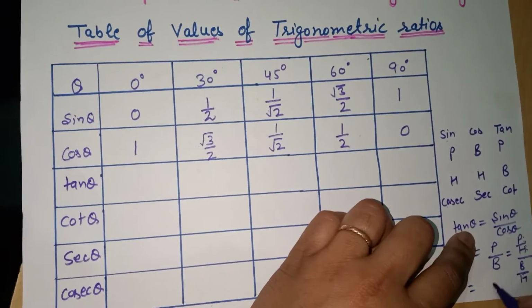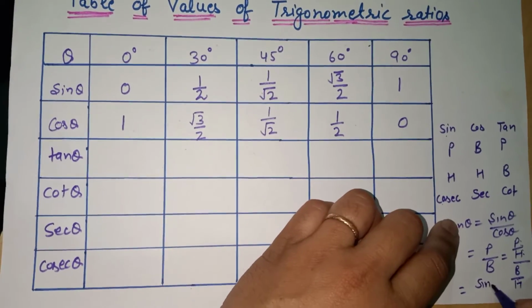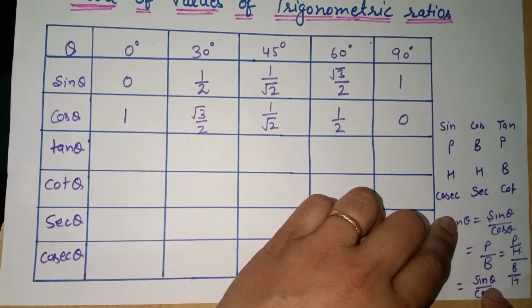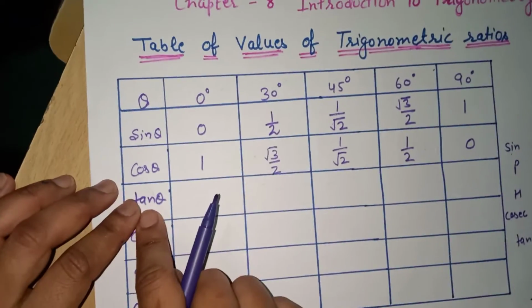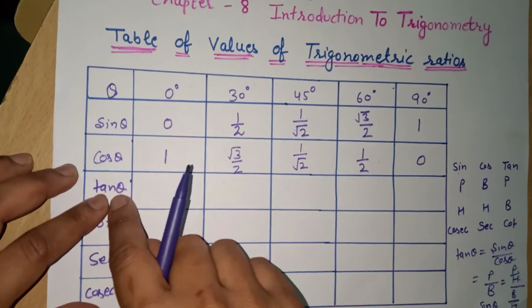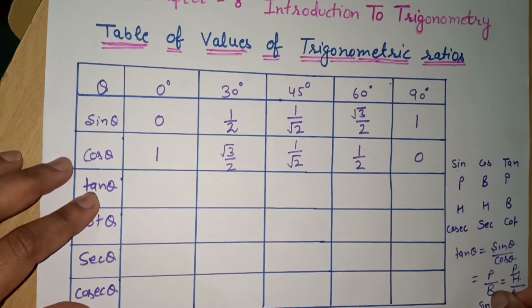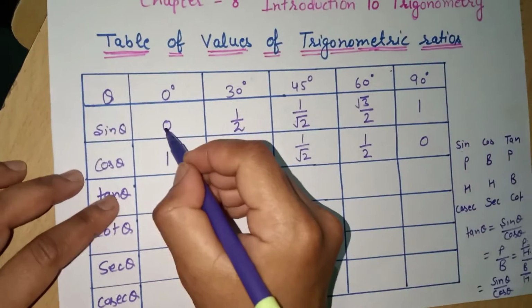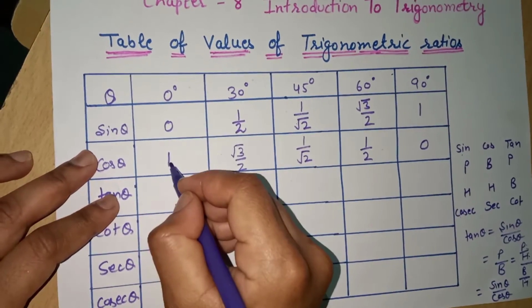It means tangent theta is equal to sine theta upon cos theta. So you can easily find the value of tangent theta by dividing the value of sine theta with cos theta. So sin theta is here 0 and cos theta is 1.